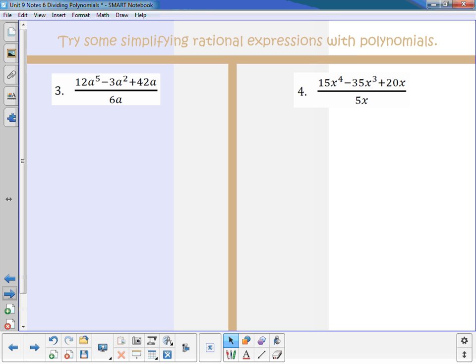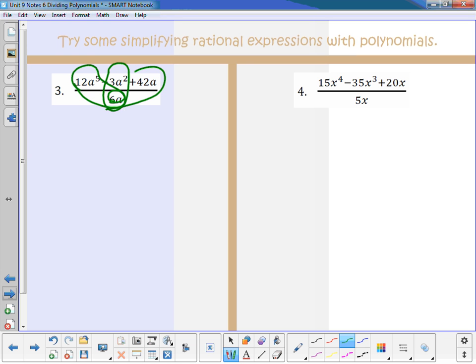Let's look at number 3. Now we're just going to simplify rational expressions that only have monomials in the bottom, meaning there's only one term. So this is only one term. When there's only one term in the bottom, I really just need to split up the 3 different fractions. I have 3 terms on the top and only one term on the bottom. So I'm going to write those as 3 different fractions. I have 12a to the 5th divided by 6a, minus 3a squared divided by 6a plus 42a divided by 6a.